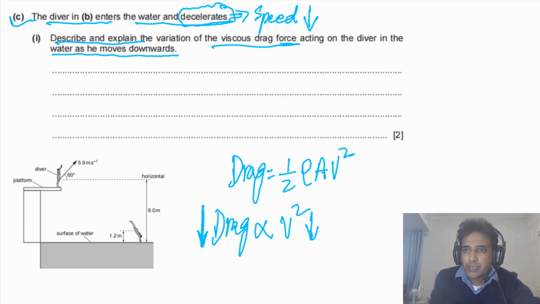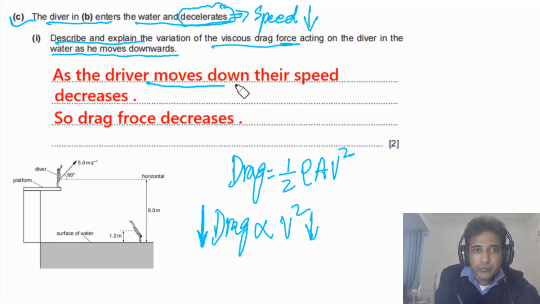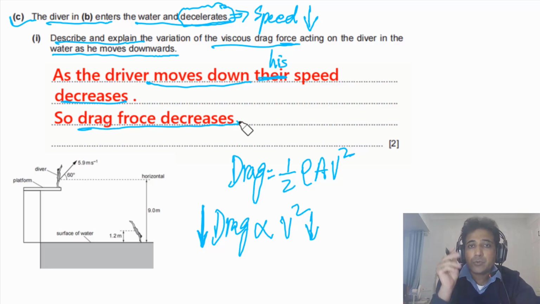So how can we write the answer? Simply you can say as the diver moves down, his speed decreases, so drag force decreases. If you write these 2 points, you will get 2 marks.